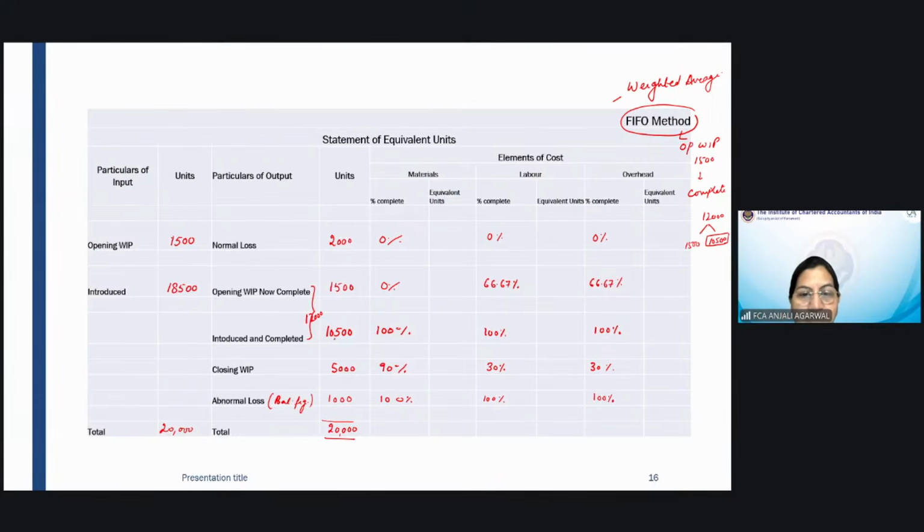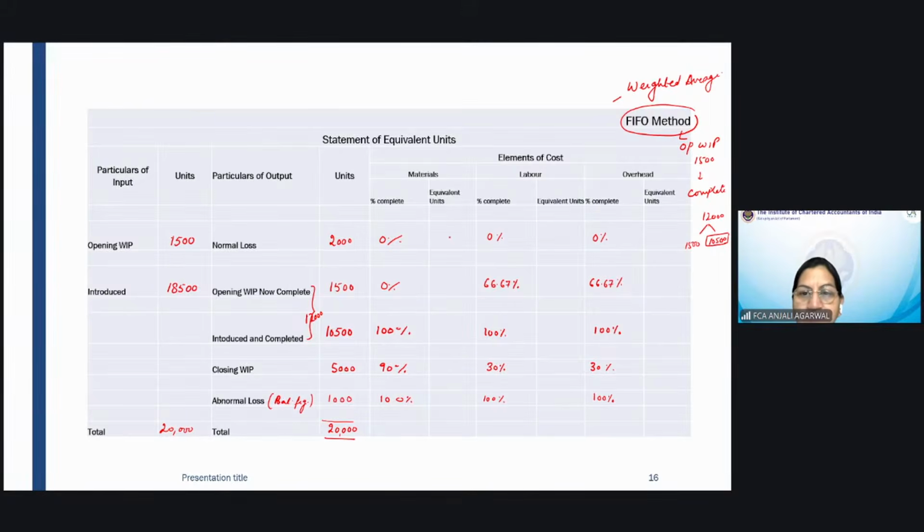And out of the 12,000 units produced, since we are following the FIFO method, we'll assume 1,500 were the ones which were opening WIP, so they did not require any material, but only 2/3 in labor and overheads. However, for the remaining 10,500, everything is done in this period only. Now it is simple once you have put down all the information which is given in the question.